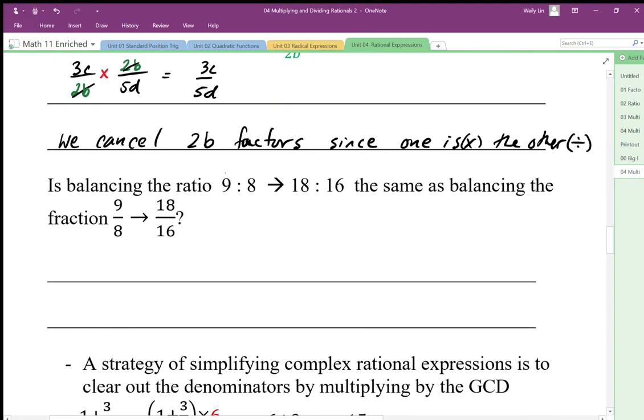So if we take a look at a ratio 9 to 8, 18 to 16, these are equivalent ratios. And balancing this ratio, we just use a multiplying factor of, in this case, times 2 and times 2. So when we talk about ratios and rationals and rates, we're talking about times and divide relationships, and we're talking about multipliers and divisors. So is this the same as balancing a fraction, 9 to 8 or 18 to 16? The answer is yes, because again, we're just finding a multiplier of times 2 between the two equivalent fractions.